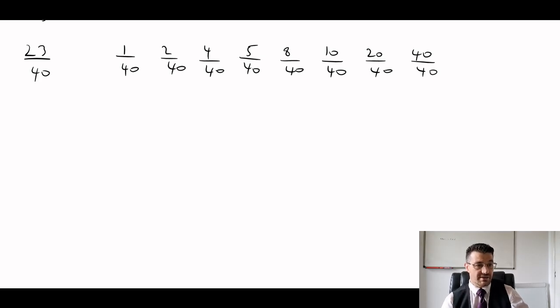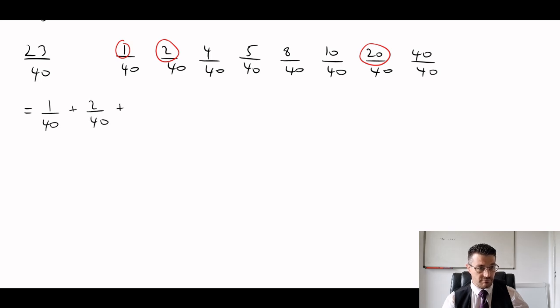Okay, so again, is there a way that I can add the numbers in these numerators together, some selection of these numbers together to get 23? And the answer to that is yes. 1, 2, and of course 20. So 23 over 40 is equal to 1 over 40 plus 2 over 40 plus 20 over 40, which is equal to 1 over 40 plus 1 over 20 plus 1/2.